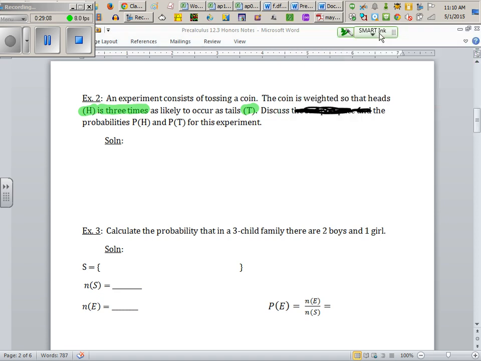H is 3 times T. How do you write that mathematically? Please write an equation on your paper at this time. H is 3 times T.